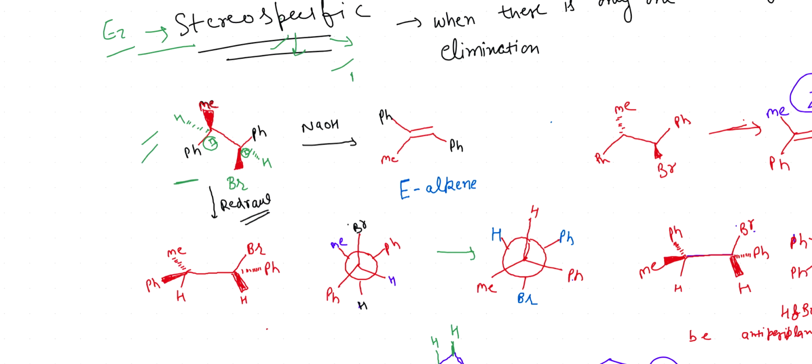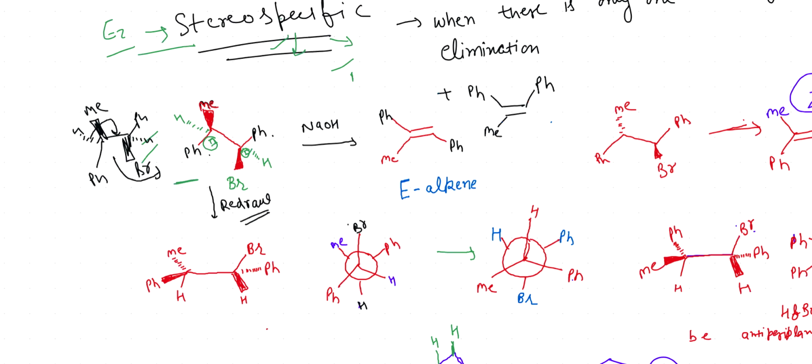This methyl group, phenyl group, hydrogen, and the bromine at the second carbon, and then hydrogen here, and here is the phenyl group. Clear? So this hydrogen should be abstracted and the bromine will be lost. So there is formation of an alkene. There are two possibilities. The phenyl groups can be in the same direction or in the opposite direction. The other possibility is like this, in which the phenyl groups are in the same direction.